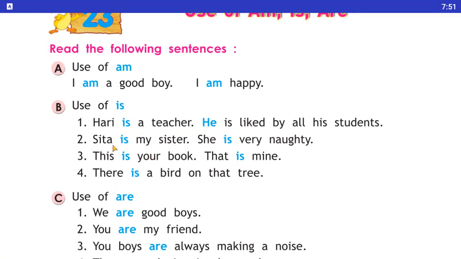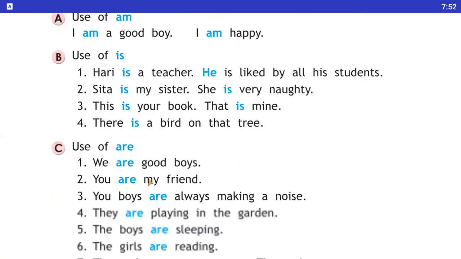सीता इज माय सिस्टर. सीता सिंगल है. शी इज वेरी नोटी. उसकी सिस्टर है ना वो, और वो बहुत शैतान है. तो शी के साथ, नेम के साथ भी हुआ और ही के साथ भी. किसका यूज हुआ? इज का. दिस इज योर बुक. दैट इज माइन. ये तुम्हारी बुक है और ये मेरी बुक है. ओके. देयर इज अ बर्ड ऑन दैट ट्री. देखो यहाँ पर देयर इज अ बर्ड. वहां पर एक बर्ड है ना. तो उसके लिए हमने क्या यूज किया? इज. Is that clear? Singular के लिए हम is का use करेंगे और singular one person के लिए हम I के साथ am का use करते हैं.